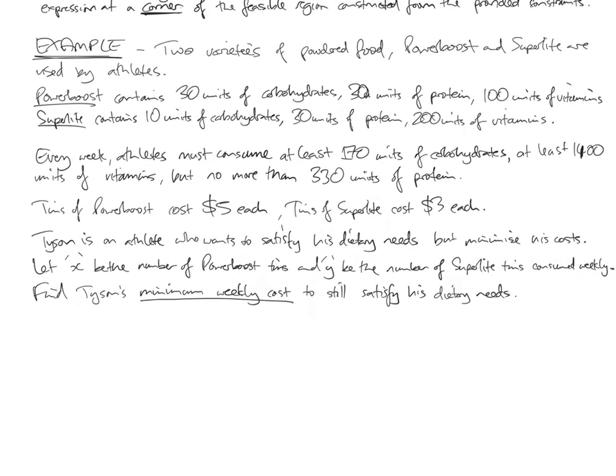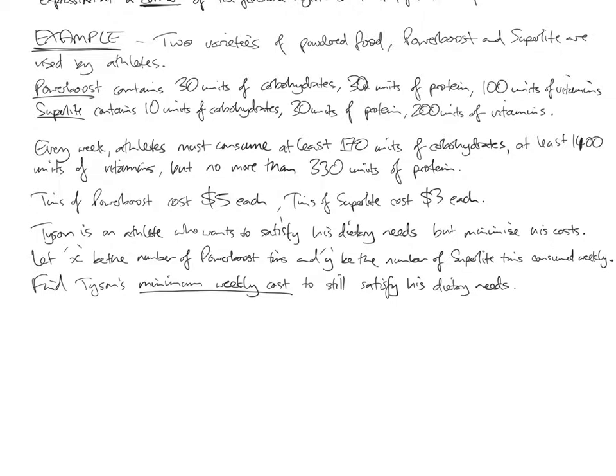So let's have a look at a pretty complex problem here and break it down using techniques that we've done in the last few exercises. Two varieties of powdered food, Power Boost and Superlight, are used by athletes. So these are protein powders. Power Boost has 30 units of carbs, 30 units of protein, 100 units of vitamins. Superlight contains 10 units of carbs, 30 units of protein, 200 units of vitamins. Every week, athletes must consume at least 170 units of carbs, at least 1400 units of vitamins, but no more than 330 units of protein.